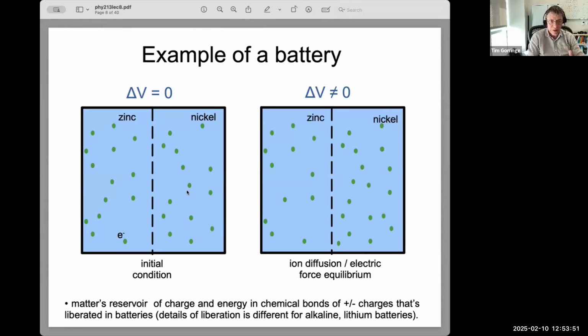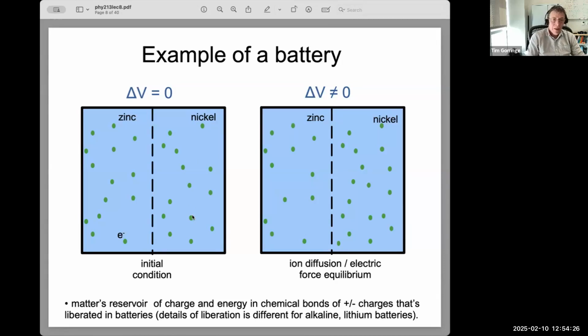And I chose zinc and nickel because they're common in batteries. So if you take a look at the left-hand picture, which is like the before picture, I've just put together the zinc and the nickel in close contact, in contact with one another. That's the initial condition. Now, the zinc is full of electrons that can move around, and I've indicated those with the little green dots here. The nickel is also full of electrons that can move around. I've also indicated those with the little green dots here.